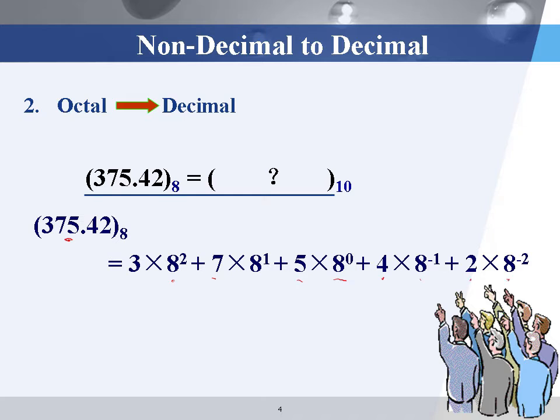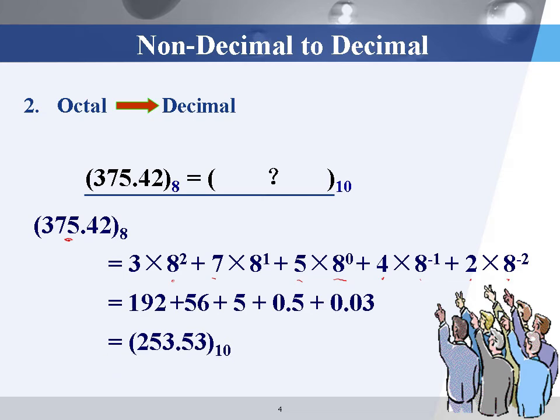So we have this equation. We can calculate the real value of this number, which will be this number. So we're going to get the sum of these numbers. So the real value will be 253.53 in decimal.